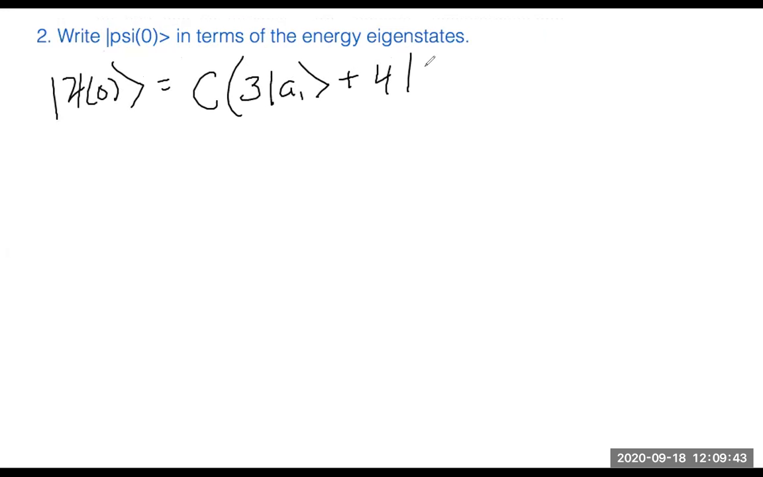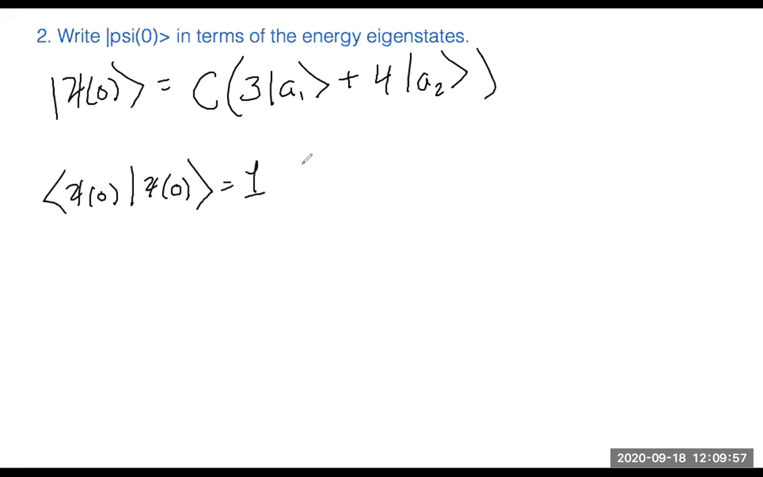So I know that my initial state, psi of 0, is given as some constant c times 3a1 plus 4a2. All right, so I need to find c. I know that if I take the inner product of the state, it needs to be normalized. So this needs to be equal to 1.